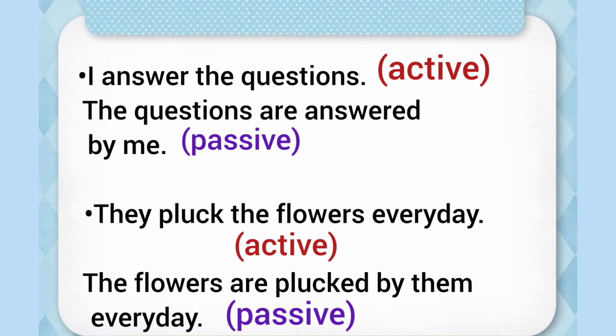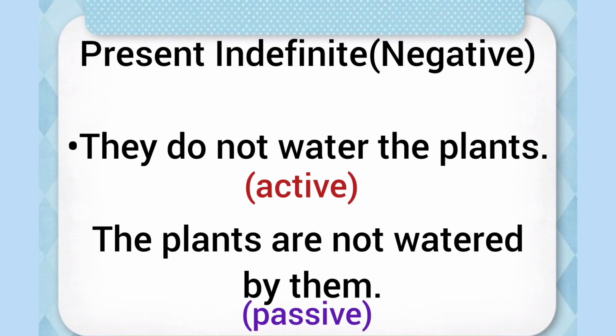Now present indefinite negative sentence. Same helping verbs will be used, but the sentence structure is a bit changed. They do not water the plants. Now just do not is a helping verb that is used in present indefinite tense negative sentences, and you have to make changes accordingly. The plants as the subject is there. Do not is changed into are not, because plants is plural, watered by them.